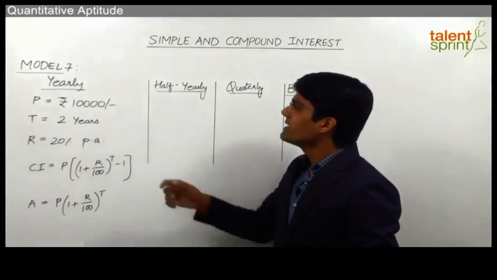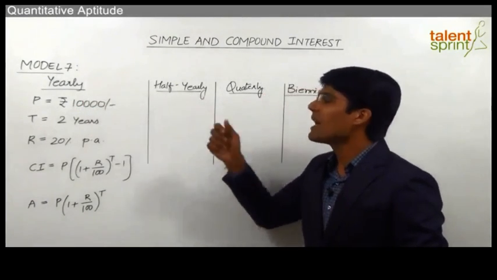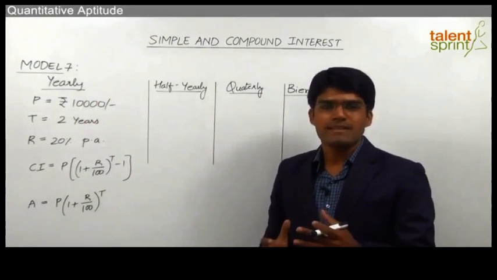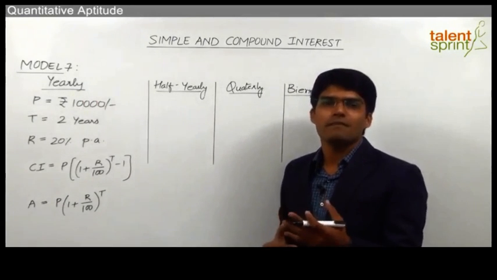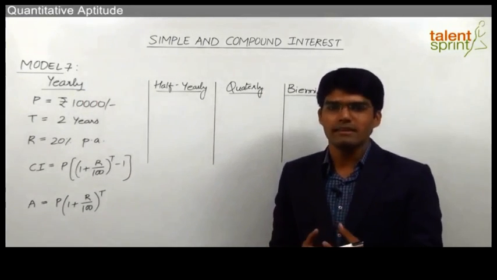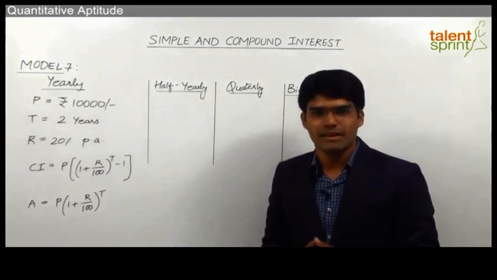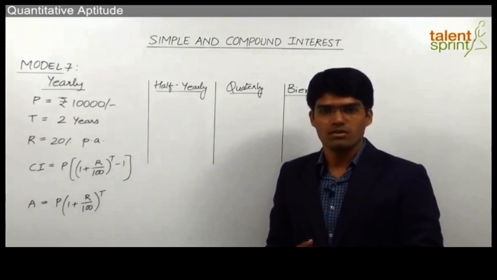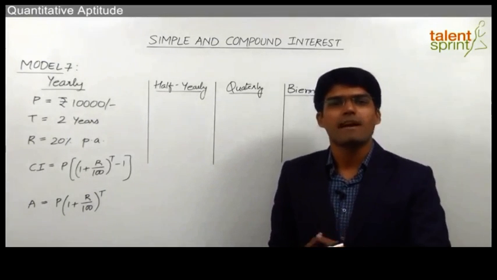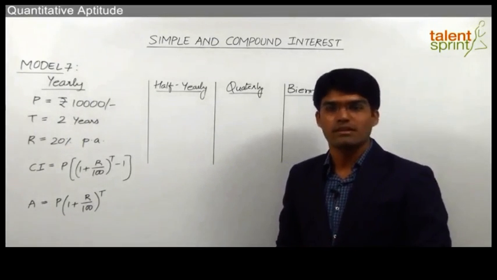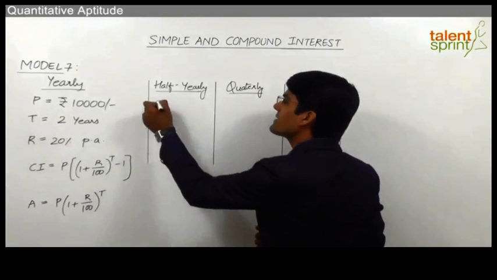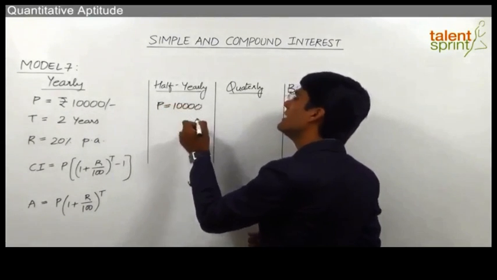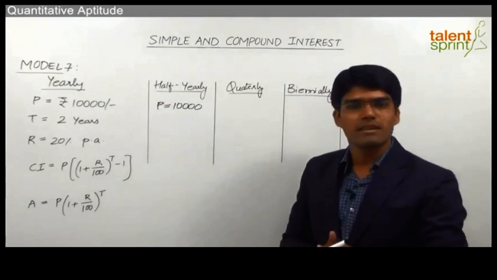Now the first point here is, what will be the principal for half-yearly compounding? Friends, whether the compounding is done half-yearly or quarterly or biennially, the principal is not going to get affected. Why? Because principal amount is the amount which has been borrowed. So it is no way related to whether it is half-yearly compounding or quarterly compounding. So principal remains same, that is it will be equal to 10,000 even in case of half-yearly compounding.